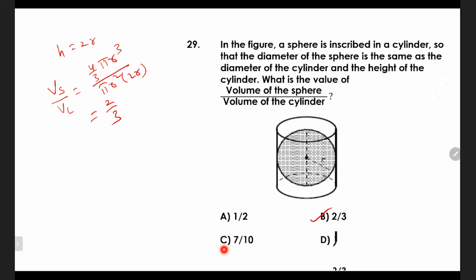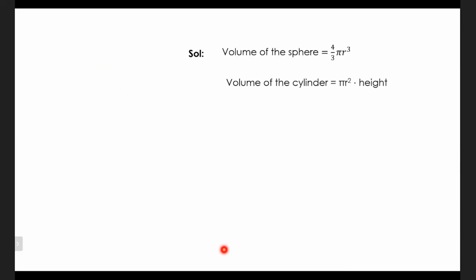So option is B. Please note it fast, quick. Okay. Let us go to the next question, children.